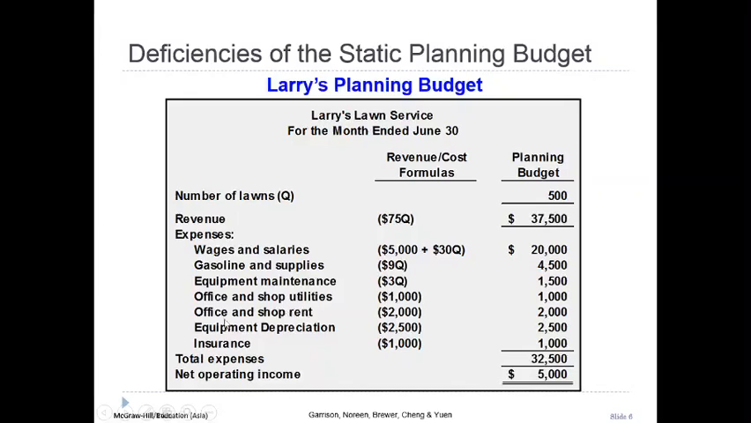Office and shop utilities, office and shop rent, equipment depreciation, and insurance are fixed costs. If there is no quantity in the cost formula, it can be considered a fixed cost. Wages and salaries is a mixed cost of fixed cost plus variable cost, but gasoline and equipment maintenance are truly variable costs. The total expense is $32,500, and Larry is expecting $5,000 net operating income if he manages to mow 500 lawns.